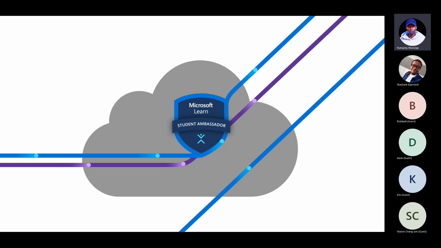So today we are going to look at how Power Automate integrates with other features, maybe like Power Apps, Teams, Forms, and also Power BI.